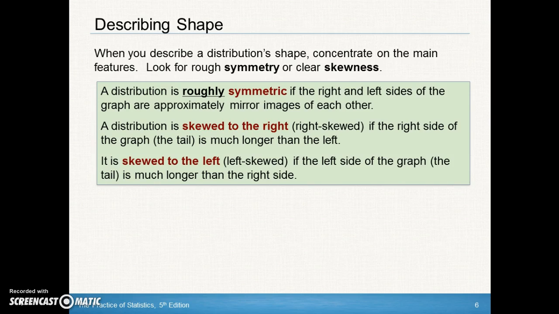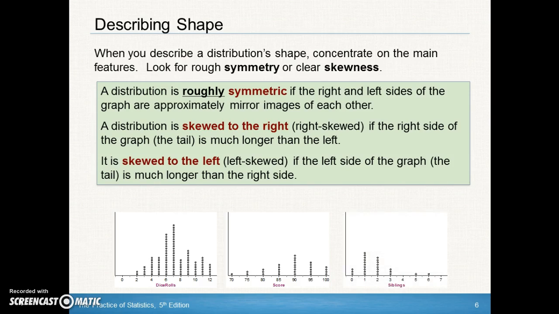A distribution is roughly symmetric if the left and right sides of the graph are approximately mirror images of each other. So here's a dot plot of some dice rolls, and you can see that this is approximately symmetric. You have seen this before in Algebra 2, and we never describe a distribution as being definitely symmetric. No real world data is perfectly symmetric. So whenever we're discussing curves and symmetry, we always have to talk about them being roughly symmetric or approximately symmetric.